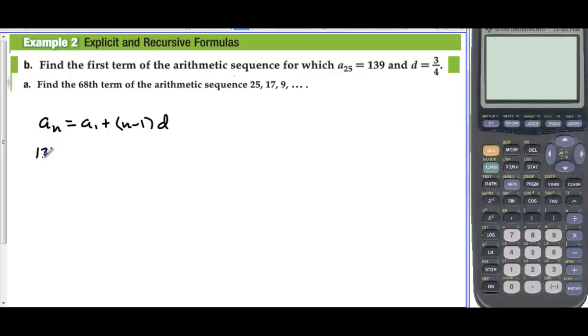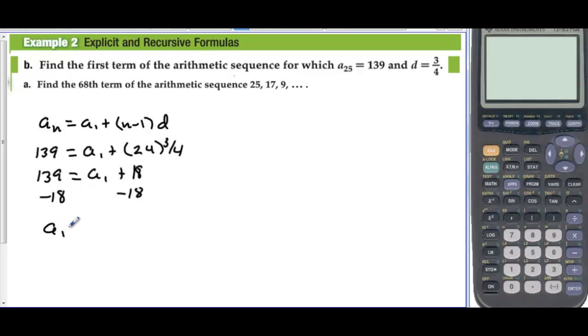So we write 139 for really a sub 25. That's equal to a sub 1 plus 24, that's 25 minus 1, times the common difference, which is 3 fours. Then we have 139 is equal to a sub 1 plus 24 divided by 4 is 6, and then 6 times 3 is 18. So we have 18, and then we just have to subtract 18 from both sides. So the first term is 121.